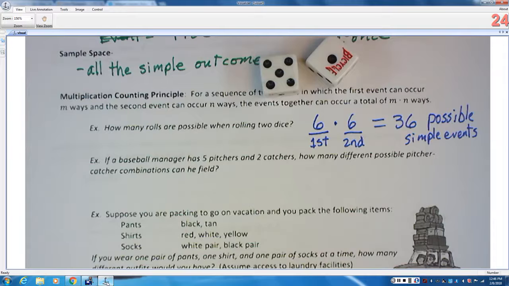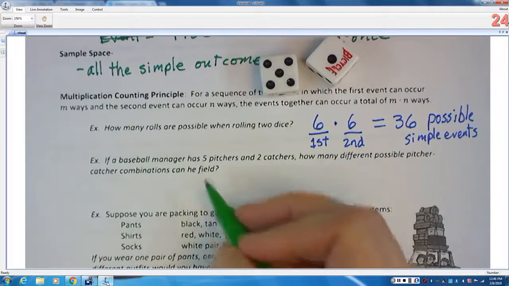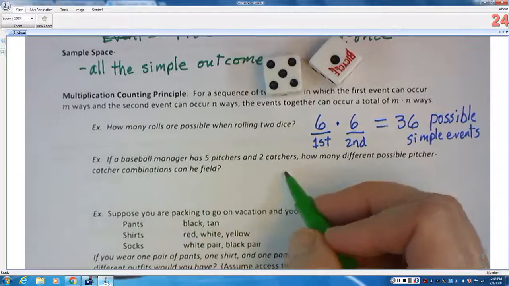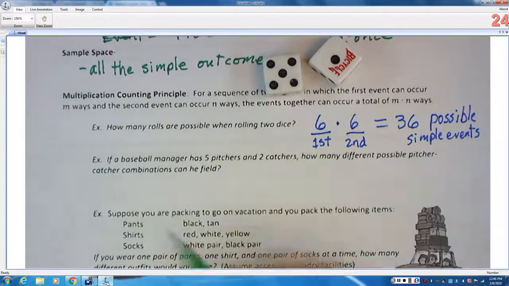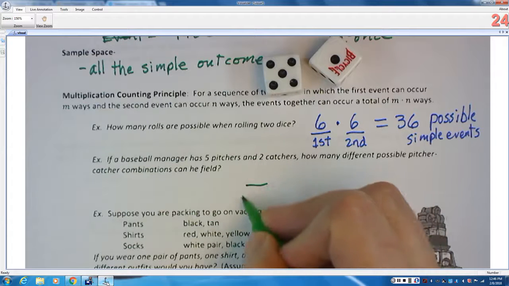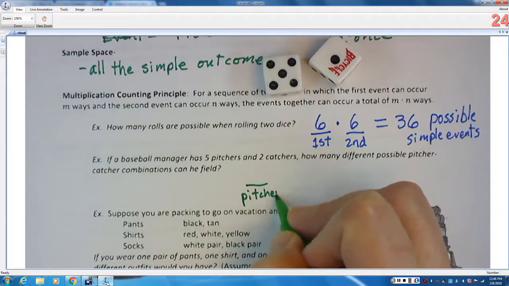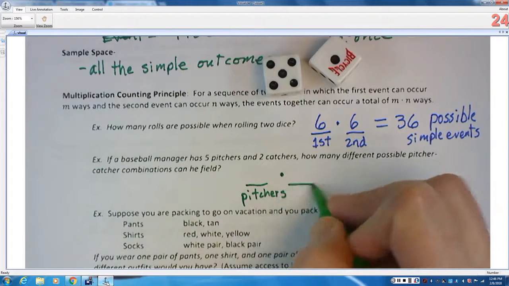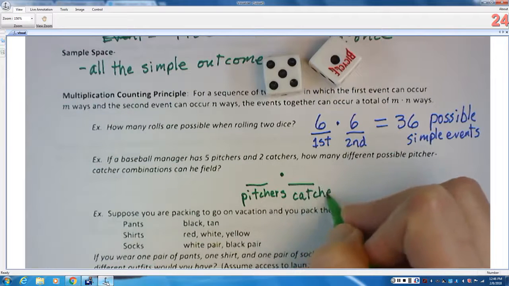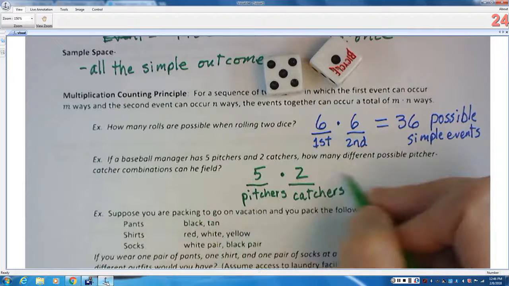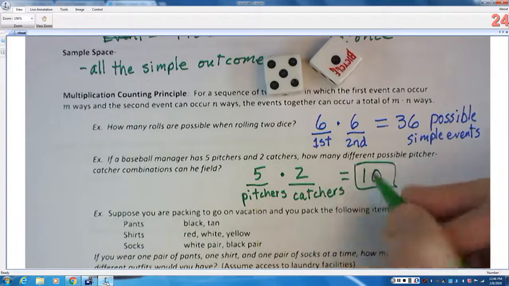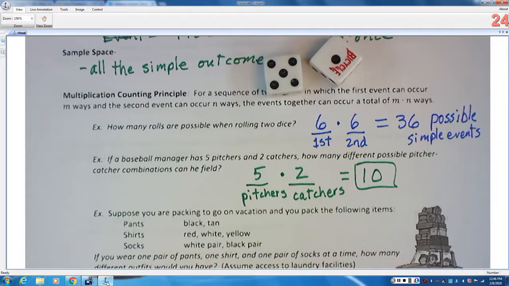Okay, so the next example, simple. We've got a baseball manager that has 5 pitchers and 2 catchers. How many different possible pitcher-catcher combinations can he field? So we're going to make a line for the pitchers, and put the number of possible pitchers there times the number of possible catchers. So that's 5 times 2 is 10. So we're counting the possibilities, not actually picking catcher A and catcher 2, or pitcher, whatever.